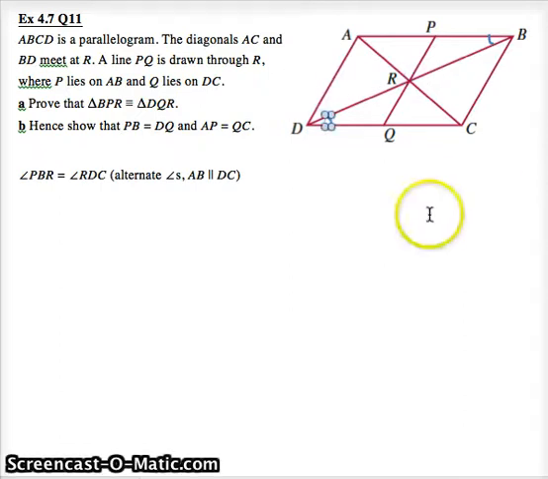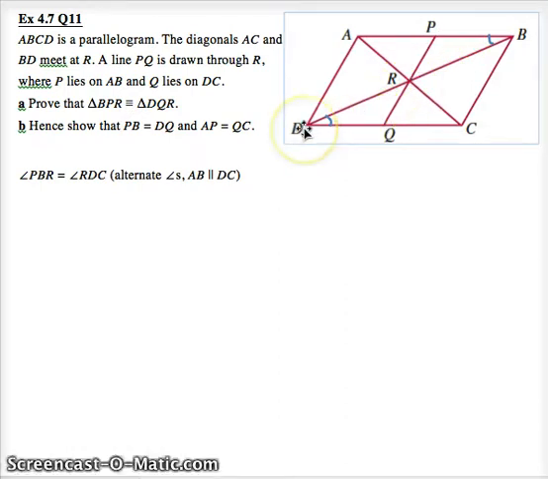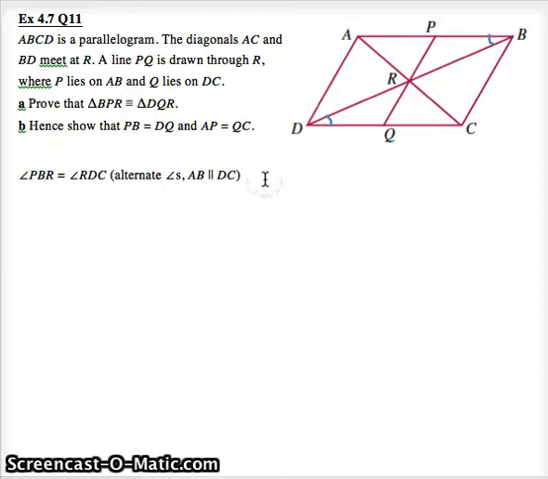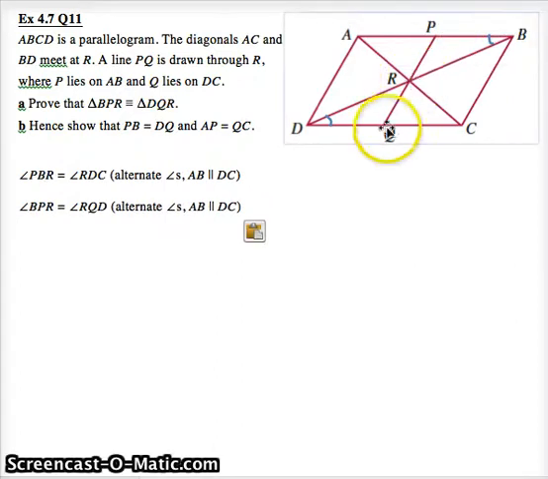Okay, so we're still looking for more information to prove congruence here. If we look at a backward Z here, we've also got that angle BPR equals angle RQD, also by alternate angles, because AB is parallel to DC. So we can write that up as well. Angle BPR equals angle RQD, and they're alternate angles as well. Now you should mark those in on your diagram as well. That way, when you're trying to see which congruency proof you're using, you'll be able to see it visually.